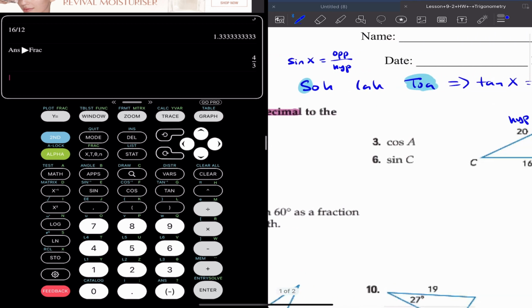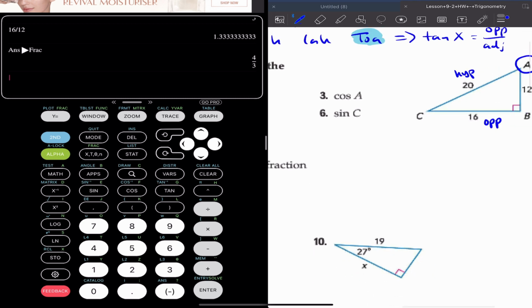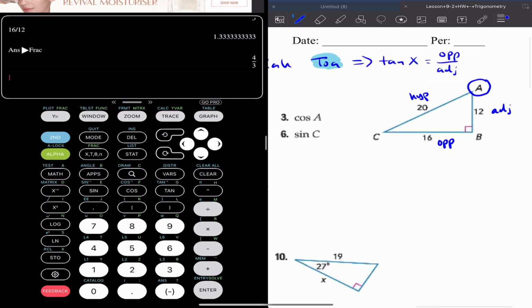Okay, now let's look at number 6 here. I have sine of C. So we use this figure to look at angle A. But now, since I'm not using A over here, I'm using C, because C is my angle of reference. So angle of reference is my new one here. This C here is my new one.